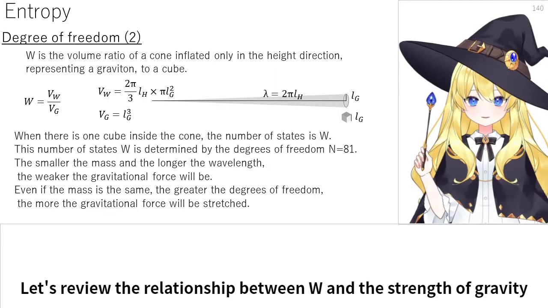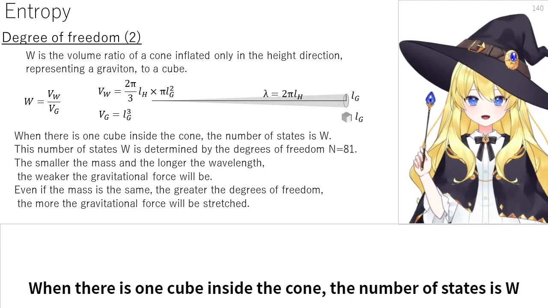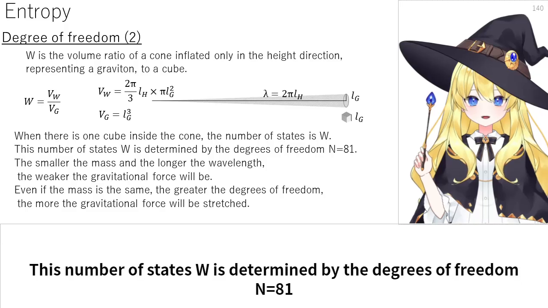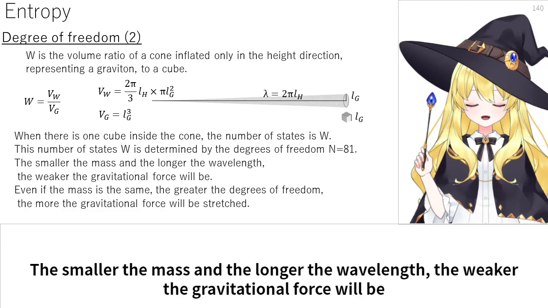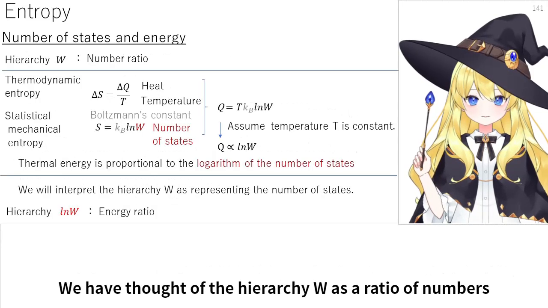Let's review the relationship between W and the strength of gravity. W is the volume ratio of a cone inflated only in the height direction, representing a graviton, to a cube. When there is 1 cube inside the cone, the number of states is W. This number of states W is determined by the degrees of freedom n=81. The smaller the mass and the longer the wavelength, the weaker the gravitational force will be. Even if the mass is the same, the greater the degrees of freedom, the more the gravitational force will be stretched. We have thought of the hierarchy W as a ratio of numbers.